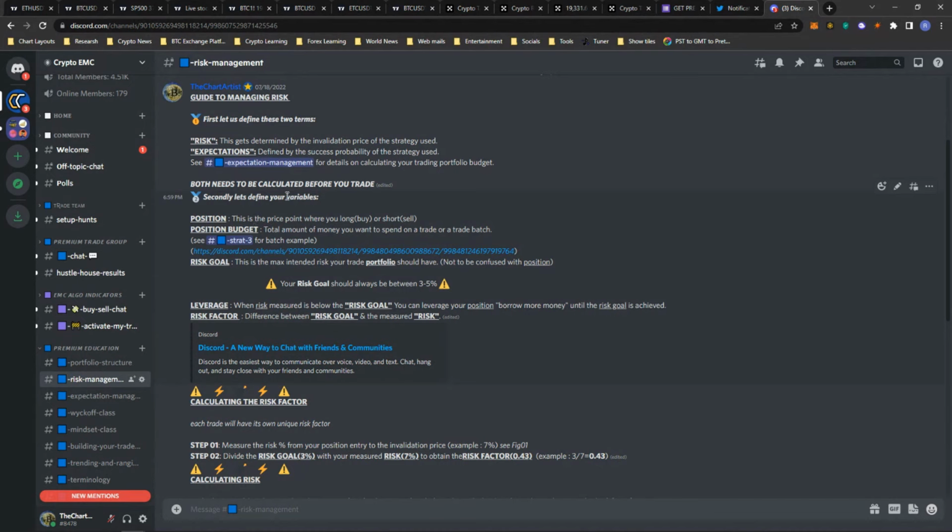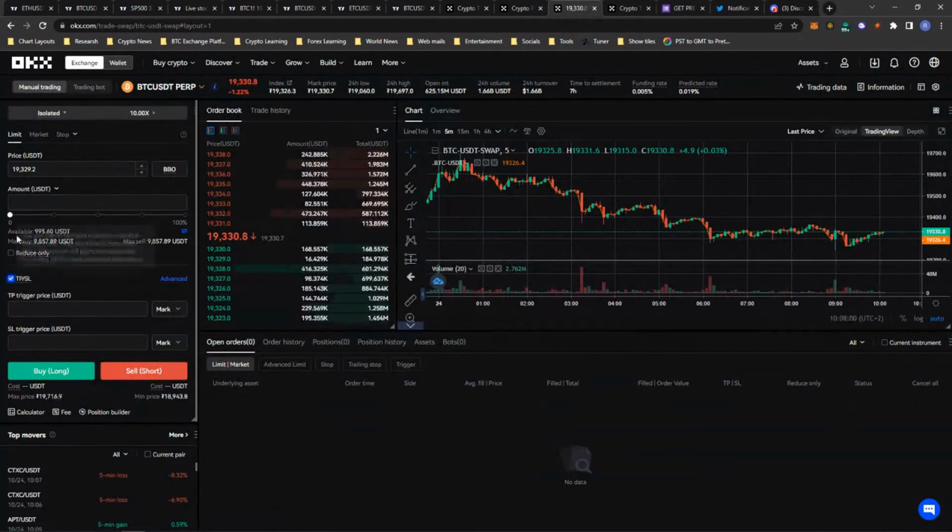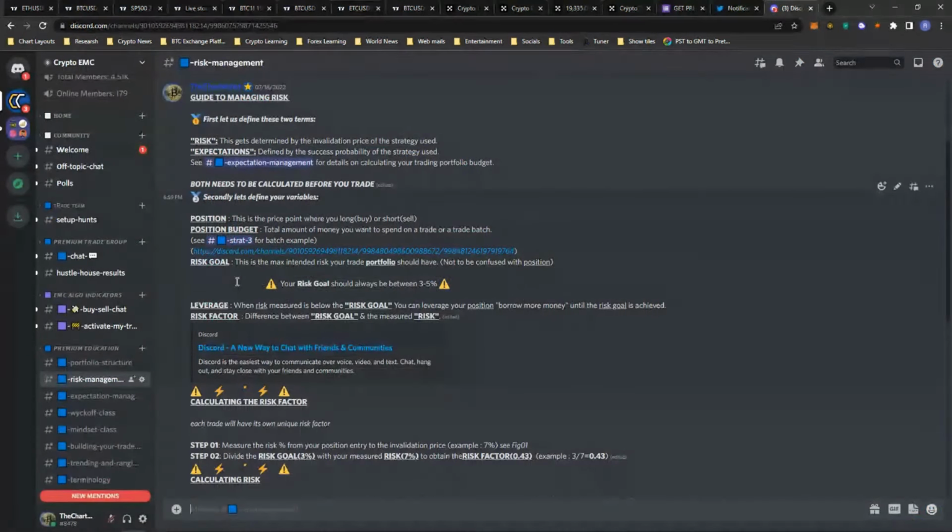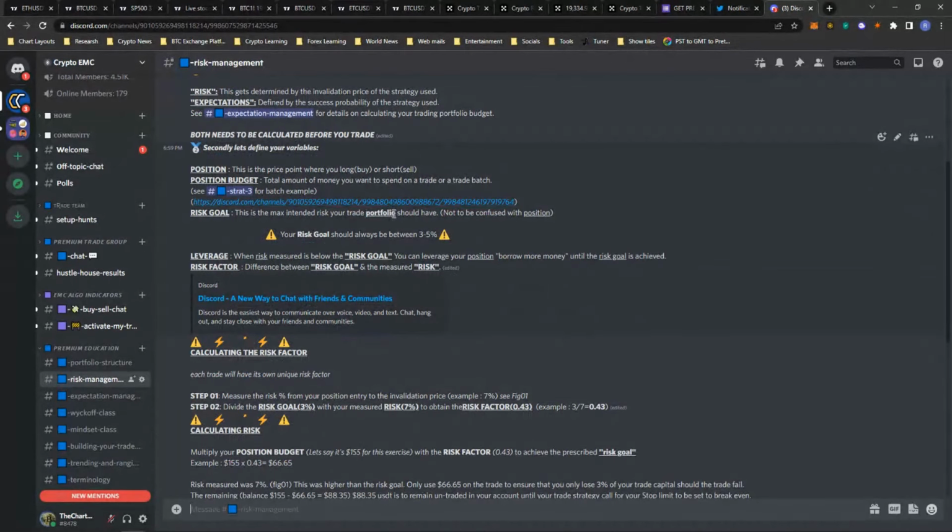Secondly, let's define our variables. When we look at a position, this is where you go long or where you go short. The position budget is the amount of money you want to spend. If I head back to my exchange, this is the position budget, the amount of money I'm going to use, and this is where I'm going to go long or short. So the position is either long or short, and the position budget is defined by the amount of money I'm going to be spending.